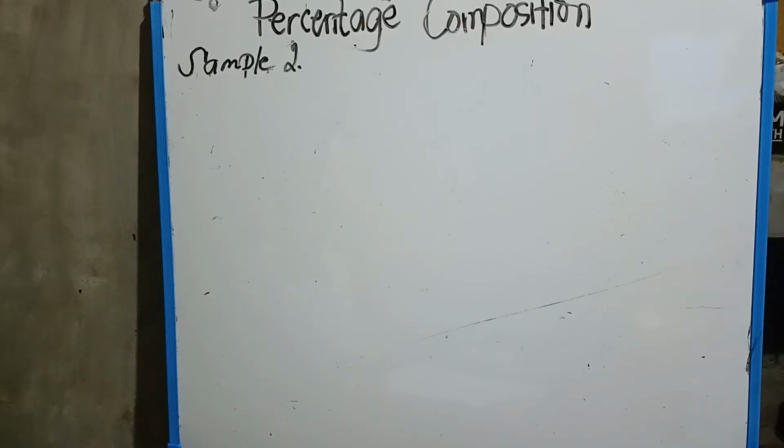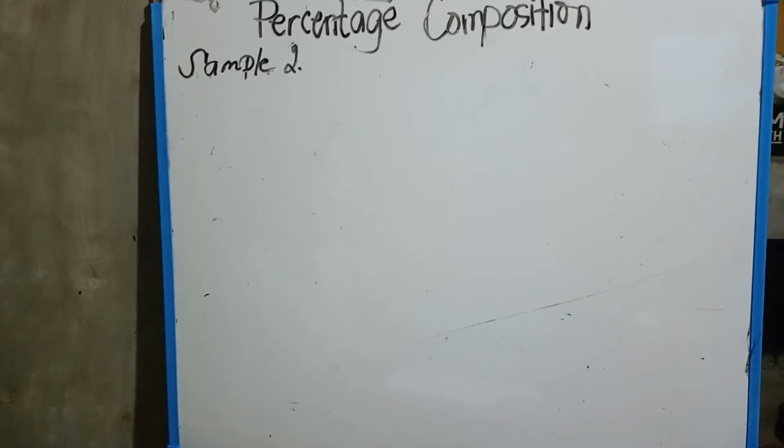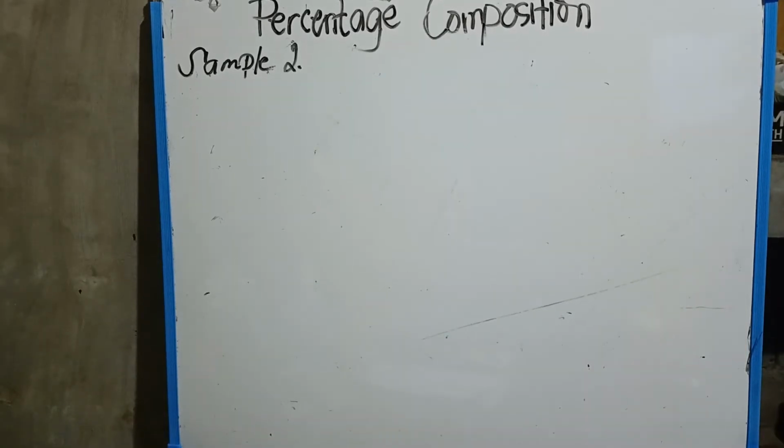So, how about this one? Example number 2. A certain newly synthesized compound is known to contain the elements zinc and oxygen. When a 20 gram sample of the compound is decomposed, it yields 16.07 grams of zinc. Determine the percentage composition of the compound.